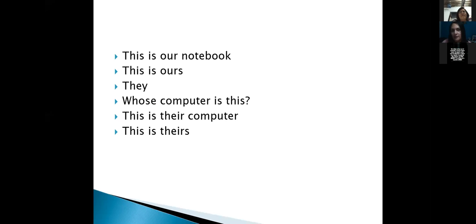In sentence number one, which one is the noun? It's notebook. Excellent, Noria. And what is our? Possessive adjective or possessive pronoun? Possessive pronoun. Oh, what happened, Noria? Concentrate. In sentence number one, our is possessive adjective or possessive pronoun? Possessive adjective. Excellent. Very good, Noria.